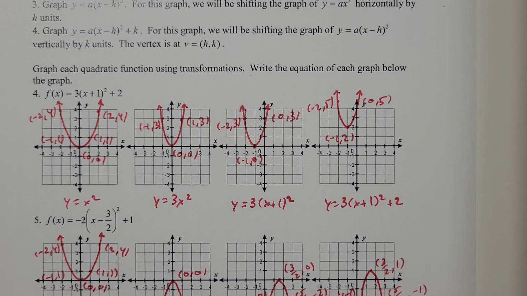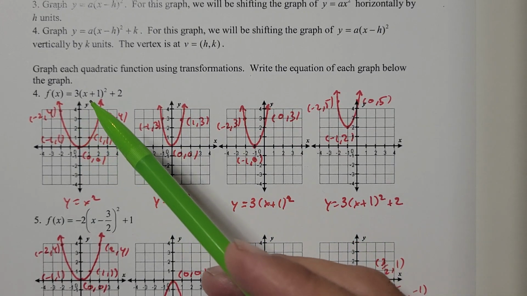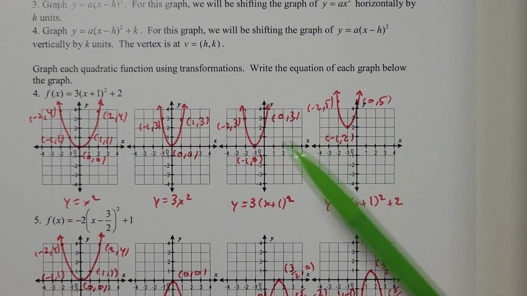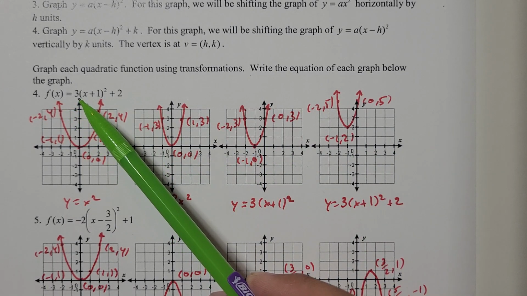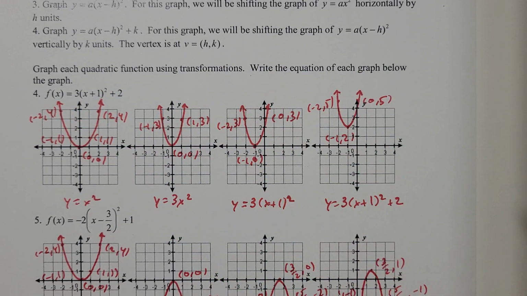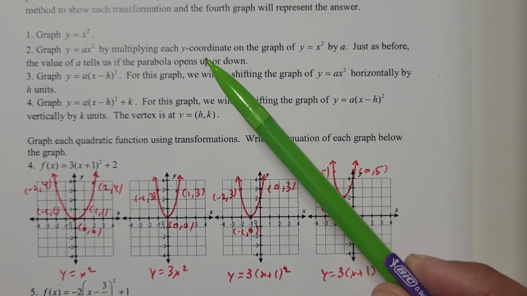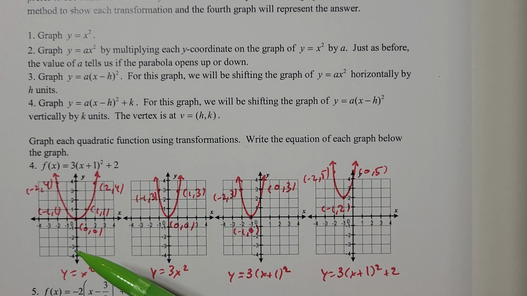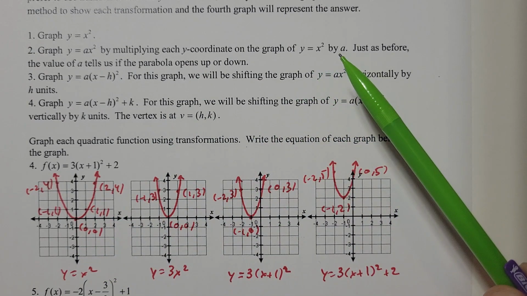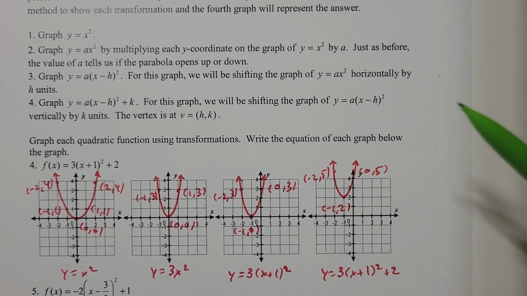So the first transformation, or our second graph, is where we're taking care of the a value. For us, that's a 3. So I'm going to have to graph y equals 3x squared. Y equals 3x squared is going to be a vertical stretch from the graph of y equals x squared. All I'm going to do to get the new graph is multiply all the y values on y equals x squared by 3.